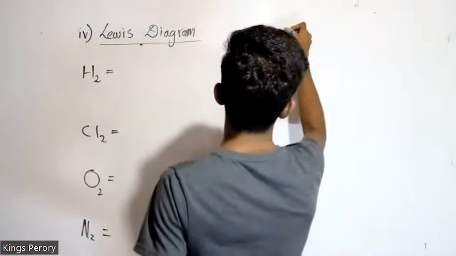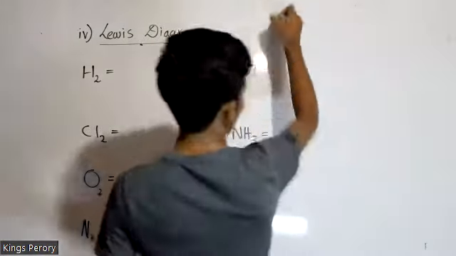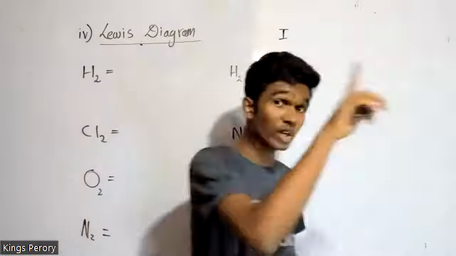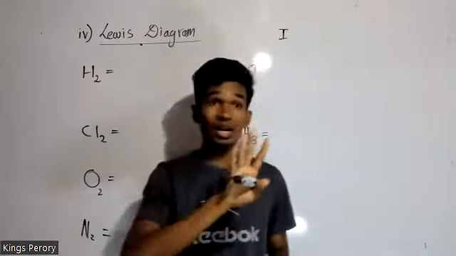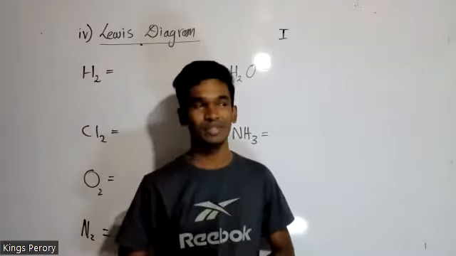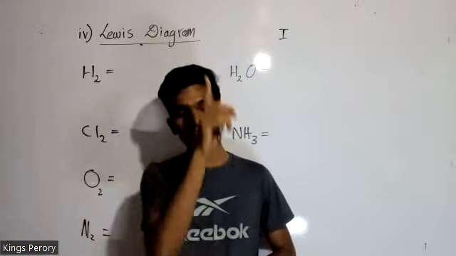See, group number 1. What are the elements in group number 1? For that, you need to memorize the periodic table. You can't say I won't memorize anything. You need to memorize at least one thing. So memorize the periodic table. Then, in the periodic table, what are the first group elements?